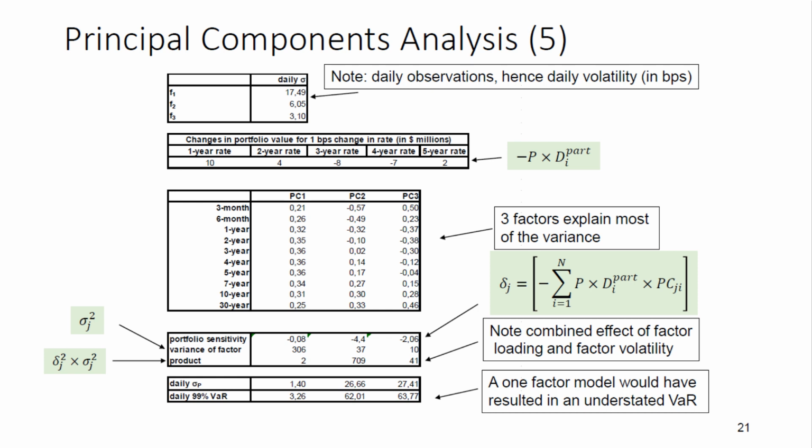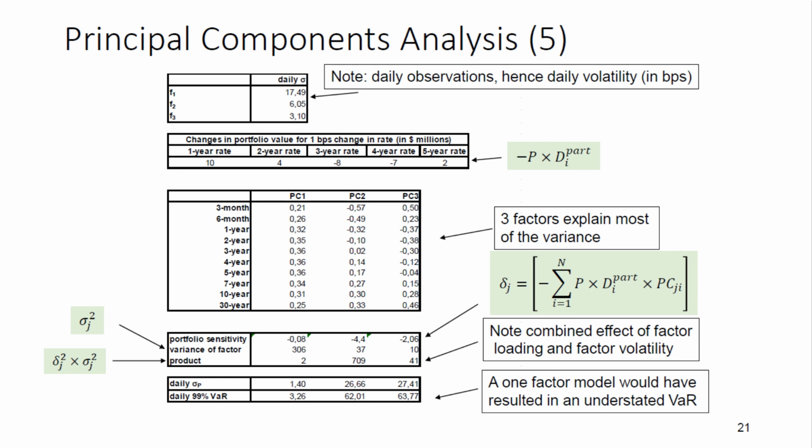If I include the first and the second factor, then I need to add up the 2 and the 709, which is 711. And if I take the square root of those variances, so I assume 2 factors are relevant as risk factors, then I have a daily standard deviation of 26.6. And if I also include the third factor, then I need to add up 2 plus 709 plus 41. If I take the square root of that, that gives me a daily volatility of 27.41.